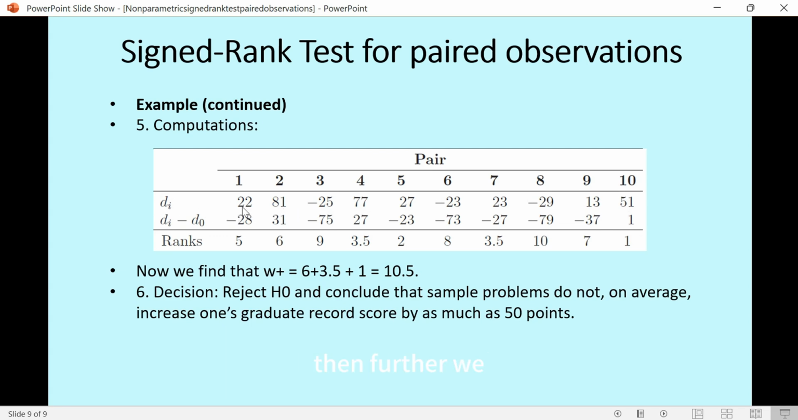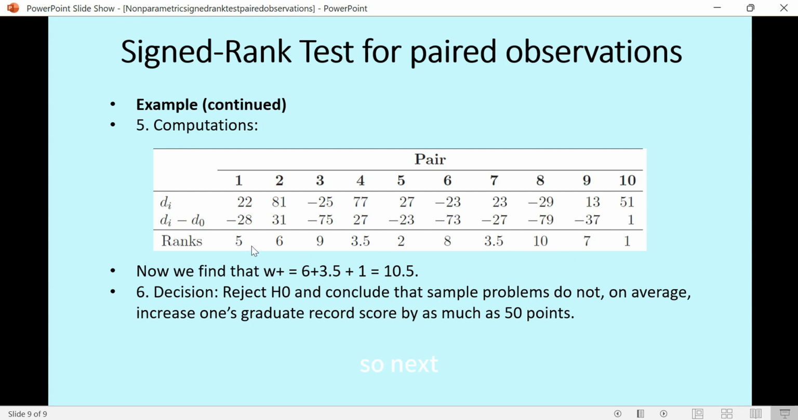Then further we subtract the specified value 50 from each pair difference. For example, the first pair difference is 22, then minus 50 is minus 28, and so on. So we get these values, and then we rank them. Because these two have the same absolute value, we use the average of their rankings here.